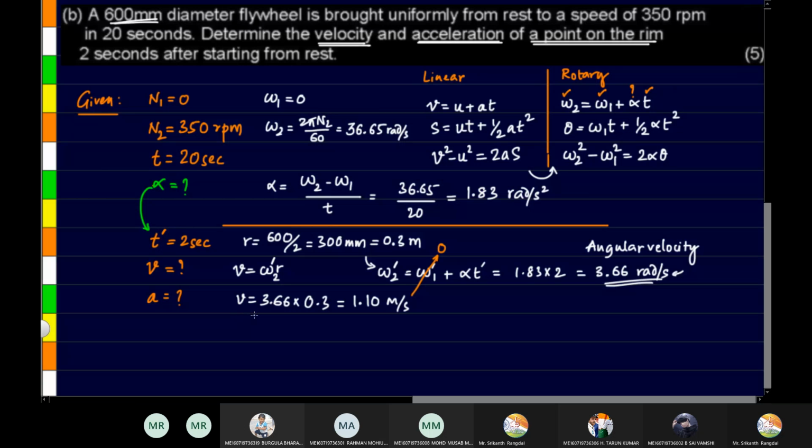Now, when he's again talking about acceleration, he will be asking the total acceleration at that point. So the total acceleration, which is a vector, will be the sum of two accelerations. What are the two accelerations? Centripetal acceleration plus tangential acceleration. Both these are vectors. So both these accelerations we have to find, and we have to take the sum of these two accelerations. That is when we get the total acceleration.